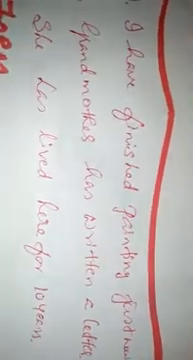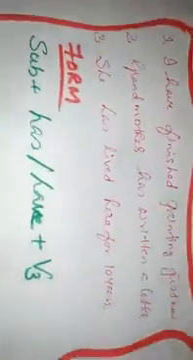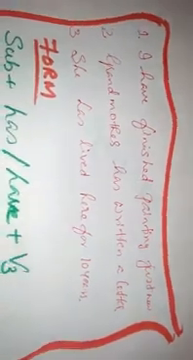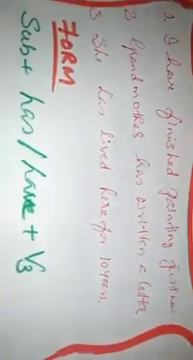Here are some examples. I have finished painting just now. Grandmother has written a letter. She has lived here for 10 years. From this, we can try to make the form. The form of present perfect is subject plus has or have plus verb 3. When the subject is singular, we use has. And when the subject is plural, we use have plus the V3 form. Once again, I repeat the form. Subject plus has or have plus verb 3.